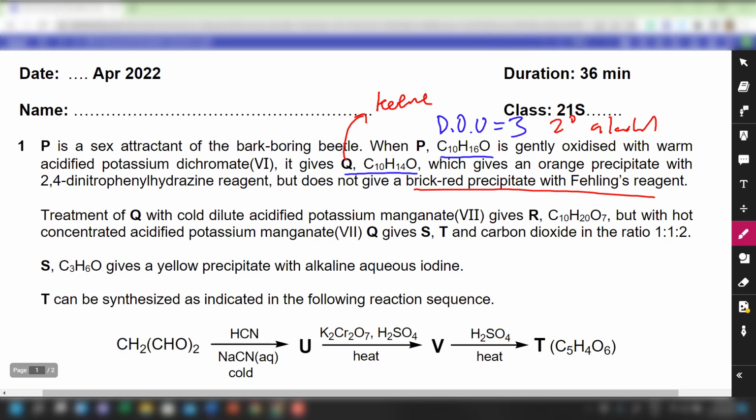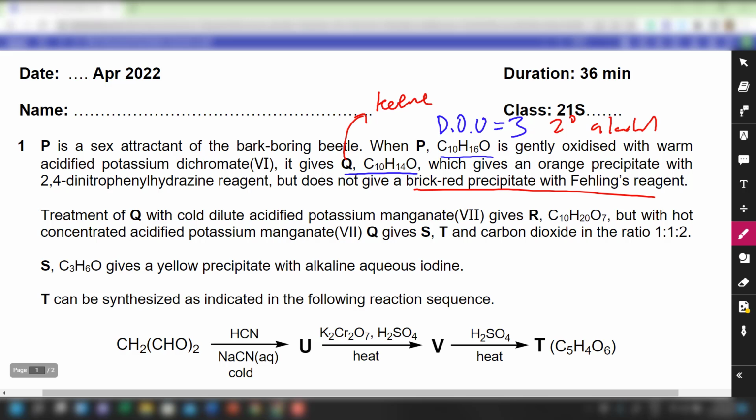Usually if P is a primary alcohol, oxidation, if it's not controlled, will usually give you a carboxylic acid, and you will notice that the number of oxygen will increase by 1. If P is a tertiary alcohol, it will not be oxidized. So the molecular formula itself can give you some clue on what P potentially is.